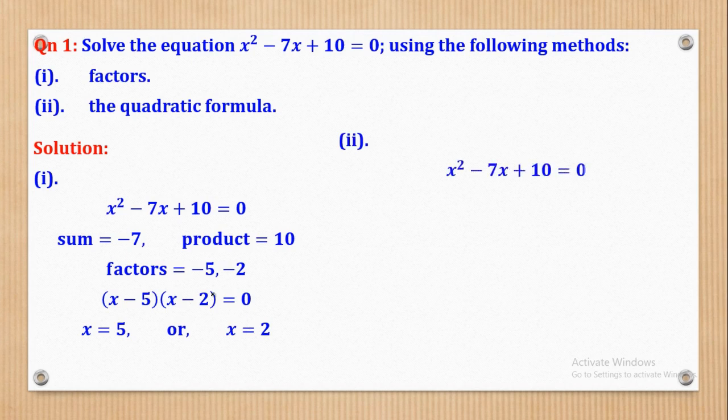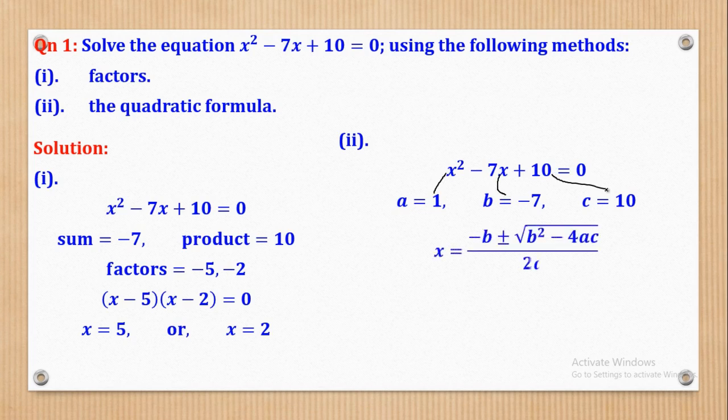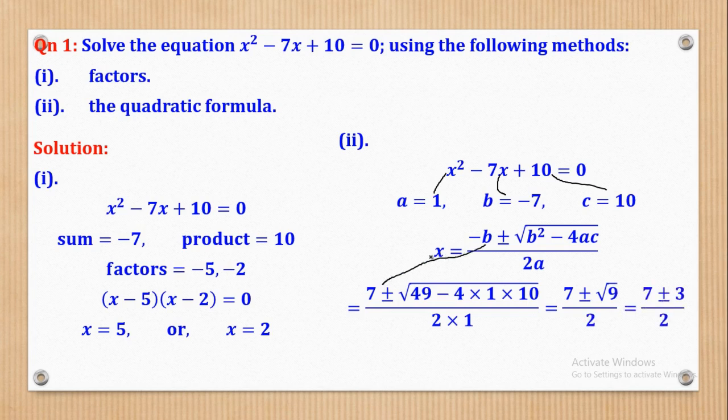Now we shall go to quadratic formula. Quadratic formula, we must realize that the coefficient of x squared is 1, coefficient of x is negative 7, and constant is 10. Therefore, quote the quadratic formula and then substitute. Where there is b, put it here. So here it was negative 7, but therefore negative b will be positive 7. Then b squared will be 49. A is 1, c is 10, a is 1. So when I substitute and simplify, I come up with this: 7 plus or minus 3, everything divided by 2.